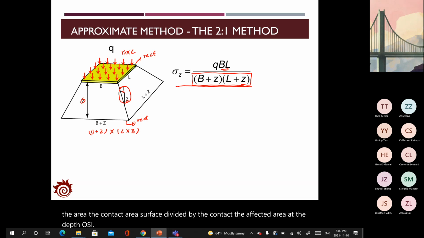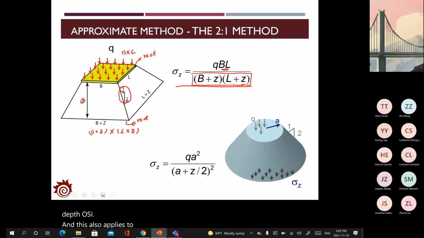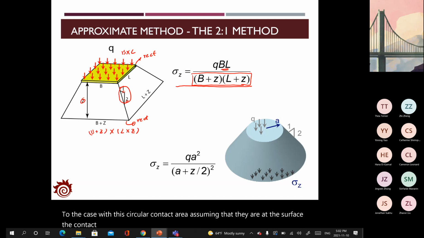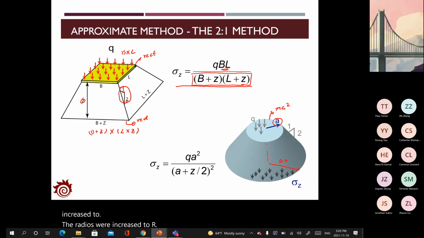And this also applies to the case with a circular contact area. Assuming that at the surface the contact area is a circle with the radius of a, the contact area is pi times a squared. But at the depth of z, the radius will increase to a plus z divided by 2.